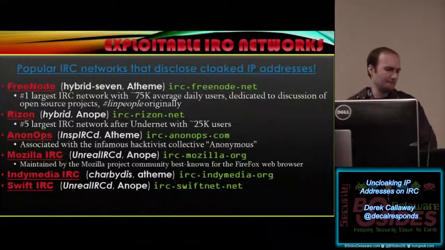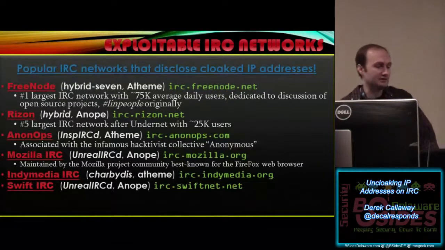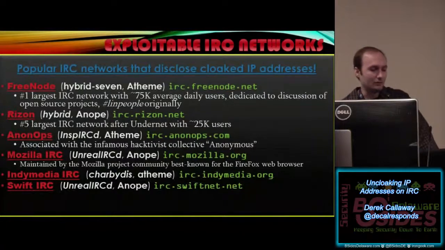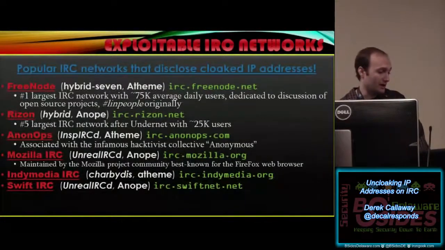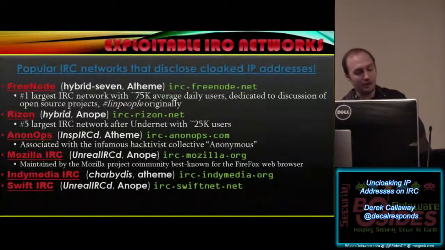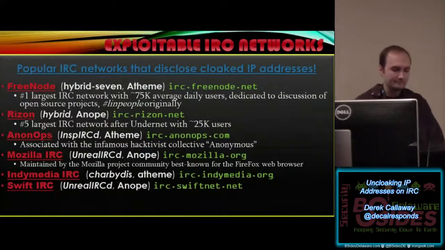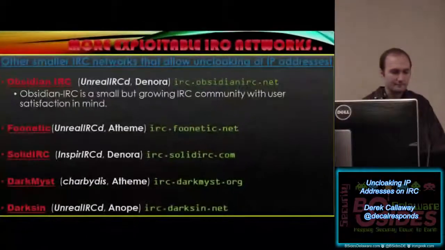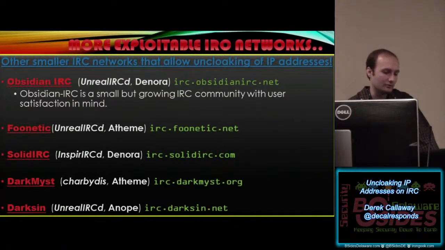So these are some exploitable IRC networks. Freenode has become the largest IRC network out there, and it's vulnerable. I tested against Verizon. I tested against Anonops, which is Anonymous's IRC network. I tested against Mozilla. I tested against IndyMedia, Swift, and there's probably a whole bunch of other IRC networks out there that are vulnerable as well. And yeah, here's some more. So Obsidian, Funetic. I don't know if you guys have heard of any of these, but yeah, they're all vulnerable too.